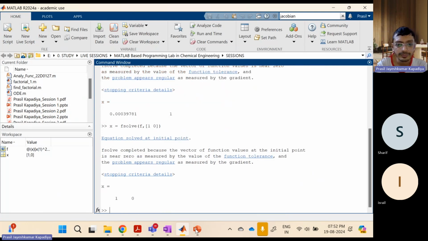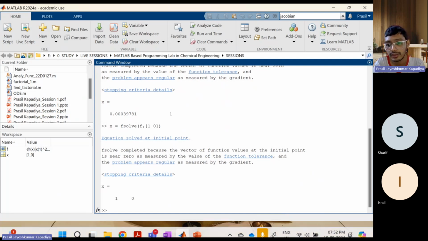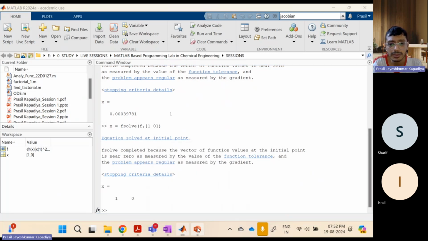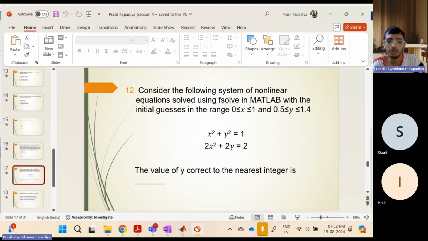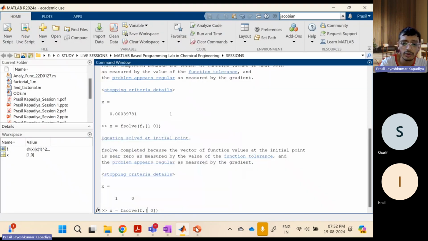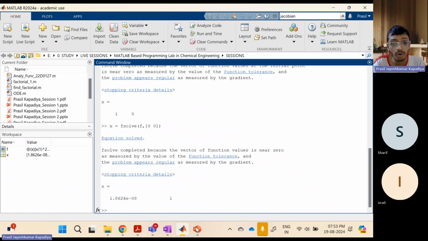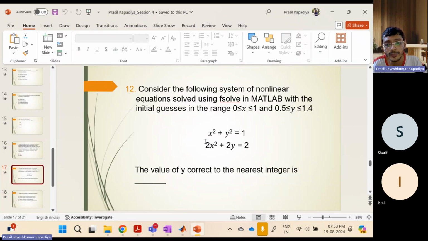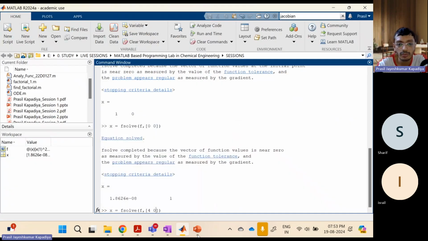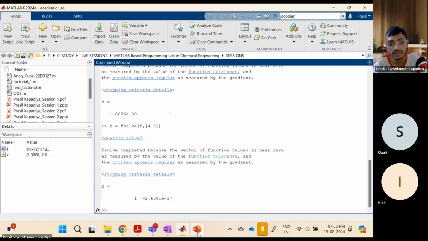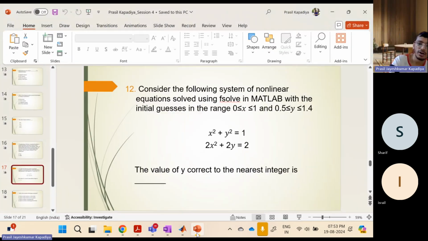We can take some other initial guess also. 1, 0 is also one solution. Let's see if 1, 0 is a solution. Yes, 1, 0 is also a solution. I just put in some random values, I was not sure if it would work. 0, 1 is also a solution. Okay, let's give some huge values: 4, 0. It's giving 1, 0. So this is how we can find multiple solutions.